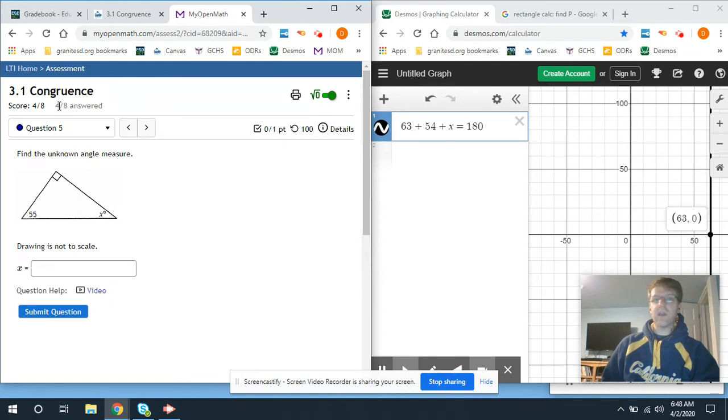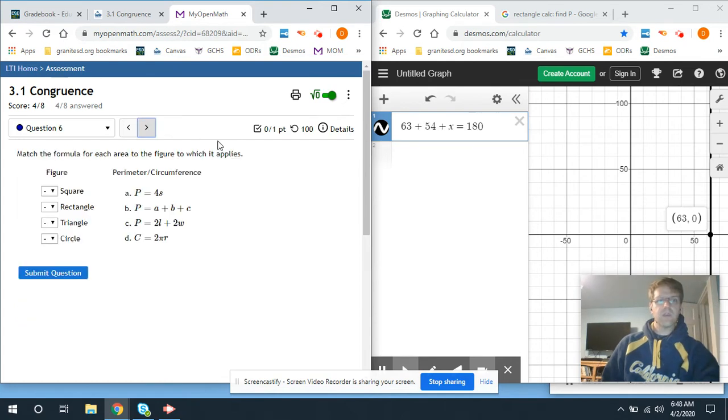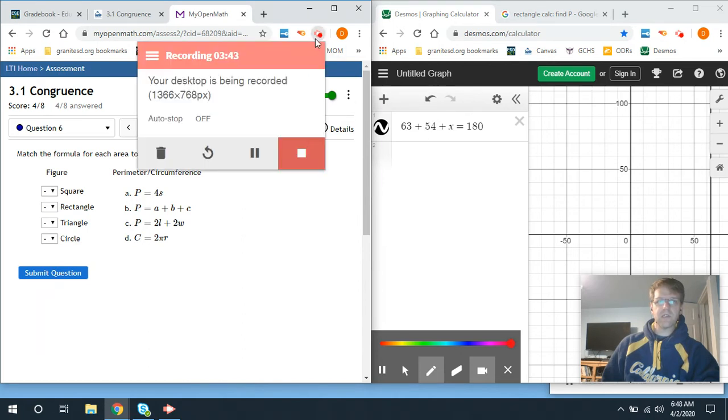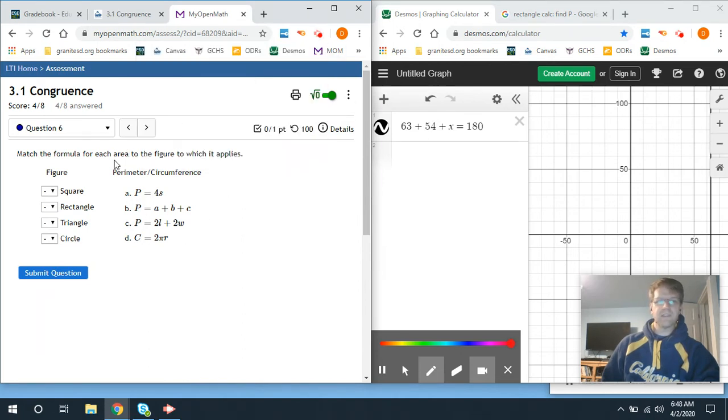Notice we've already got half the quiz correct, so we're already passing this quiz. Now, this one has a little mistake on it. Let me get that out of the way. I'll get my drawing tool. Let me show you where the mistake on this question is, and I apologize for this. So the mistake here is where it says area. It shouldn't say area there, because what it's really asking for is, what are the formulas for perimeter and circumference?